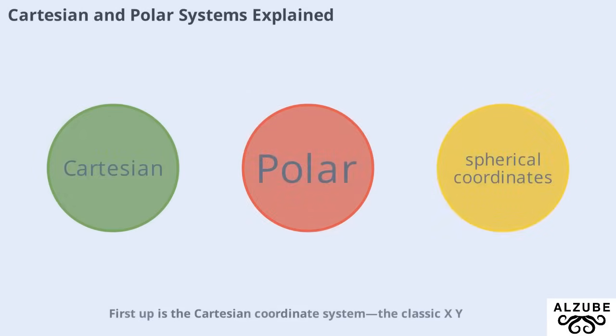First up is the Cartesian coordinate system, the classic X, Y, Z grid you've seen in math and physics. Picture a 3D map where every point is defined by its distance along three straight axes: left, right, forward, backward, and up, down. This system is perfect for pinpointing exact positions, like telling a robotic arm where to reach in space. Next, we have the polar or angular system, which uses a radius and an angle instead of straight lines.